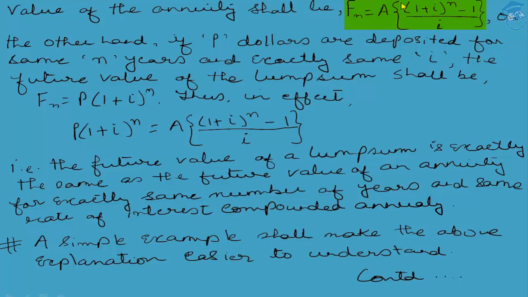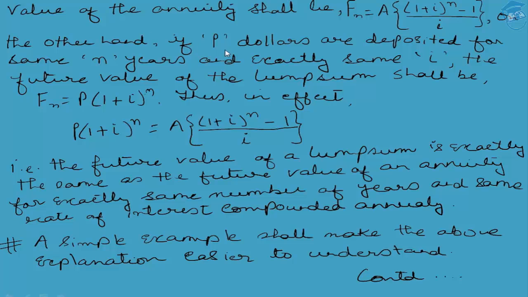It means that if A number of dollars are being deposited for n number of years as an annuity against I% rate of interest, then the future value of the annuity, that is Fn, shall be A into (1 plus I to the power of n minus 1) whole upon I.